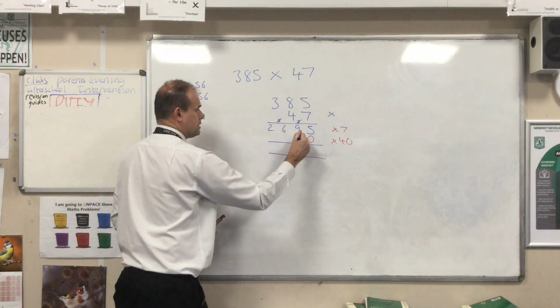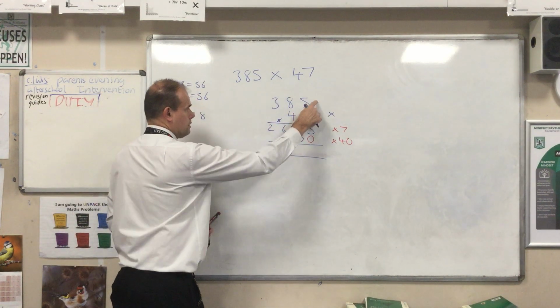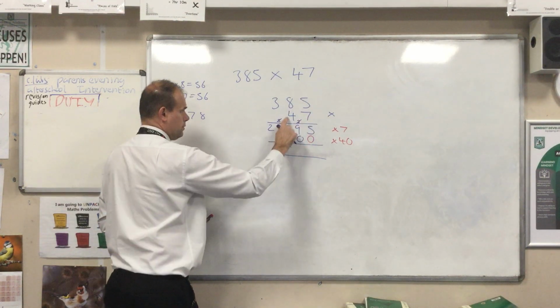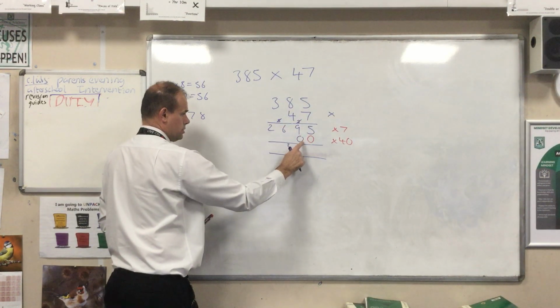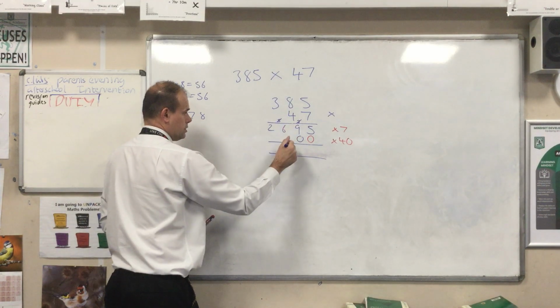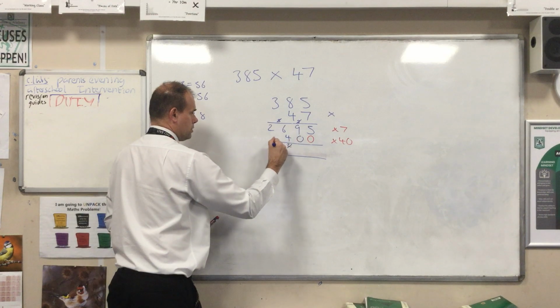5 times 4 is 20, put the 0 in, carry the 2. So we're doing 385 times 4, which is actually 40 as I've said. 5 4s are 20, put the 0 in, carry the 2 tens. 8 times 4 is 32, plus the 2 is 34, carry the 3.